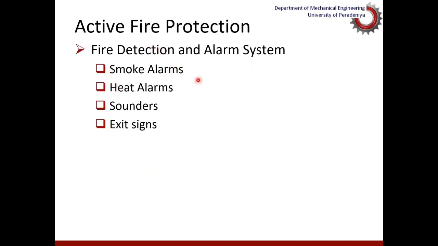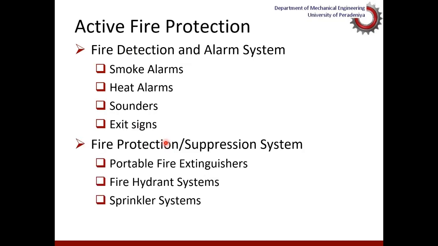The main components of a fire detection and alarm system are smoke alarms, heat alarms, sounders to make people aware of such a fire, and exit signs to guide people to go out of the space as soon as possible. And then the fire suppression system. Under that, we can have portable fire extinguishers, fire hydrant systems, and sprinkler systems. The hydrant is water, so you can have hoses and things like that, where you can throw water at the fire. And the sprinkler system is an automatic spraying system.